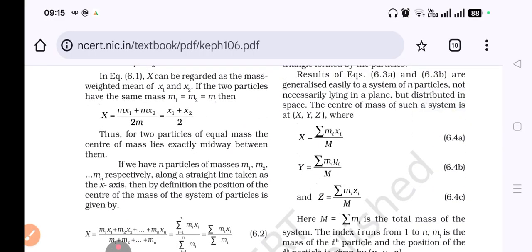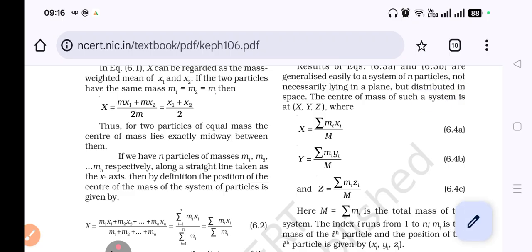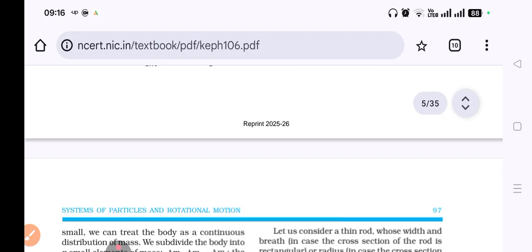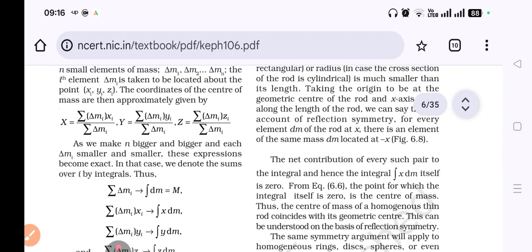So what was the x coordinate of the center of mass? Summation of mi xi, where mi is the mass of the ith particle and xi is the x coordinate of the ith particle. Similarly here, we assume the whole body is made of small mass elements delta m, and we get the summation of delta mi xi upon the summation of delta mi. Similarly for y and z coordinates we obtain similar terms.